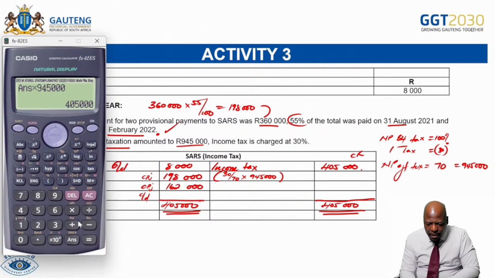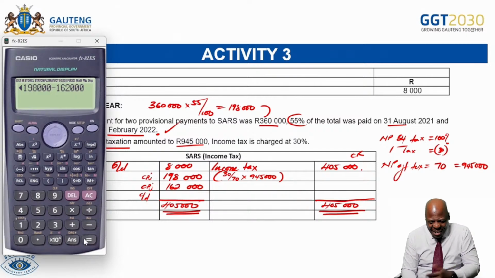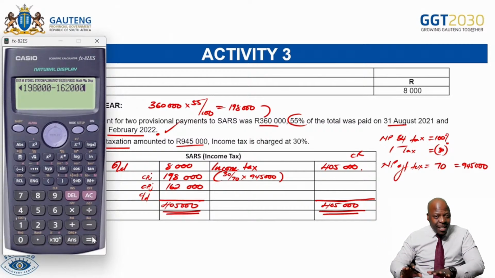405,000 minus the 8,000, the balance at the beginning, minus the 198,000, minus the 162,000. Someone is asking, Mr. Simi, why don't you just subtract the 360,000? I could have subtracted the 360,000, but I just wanted to show you that I'm taking the 8, the 198, and the 162. Remember, we have to take it slow so that we all understand what I'm doing here. Is that okay? All right, cool.